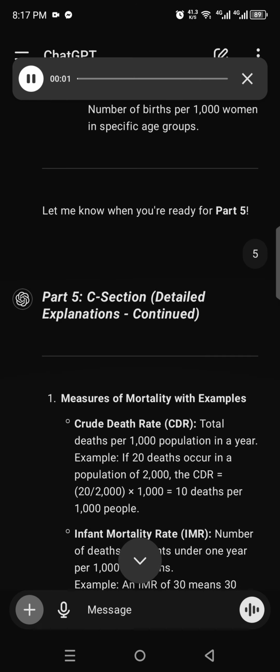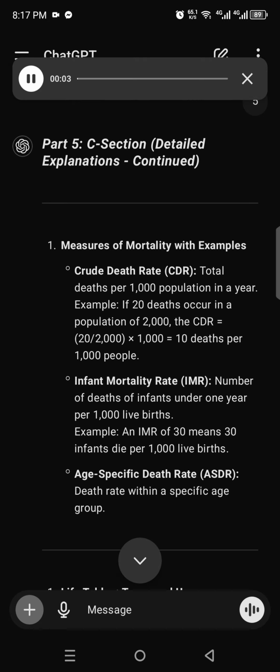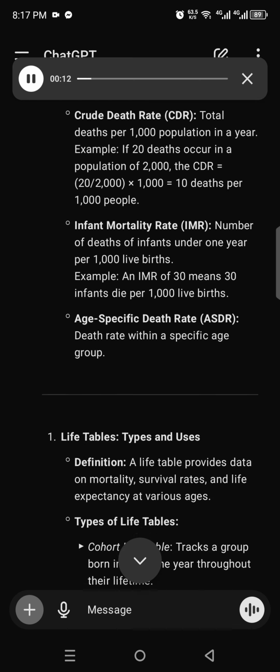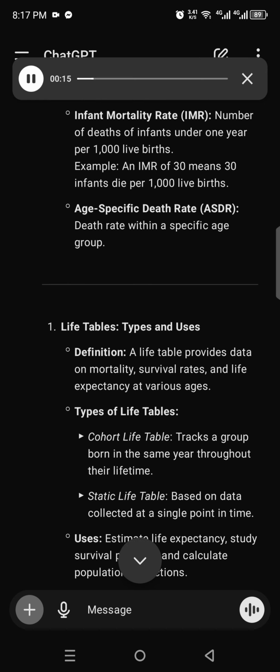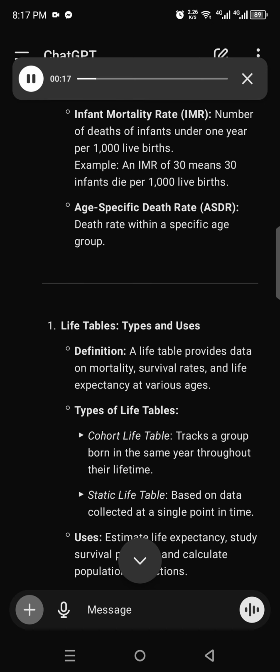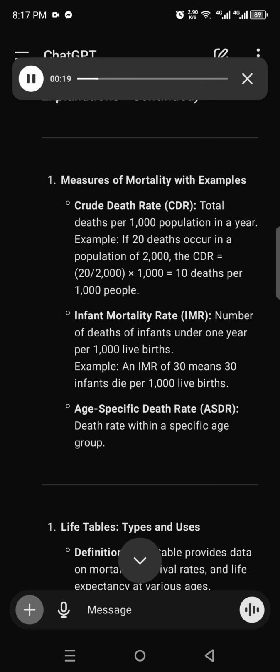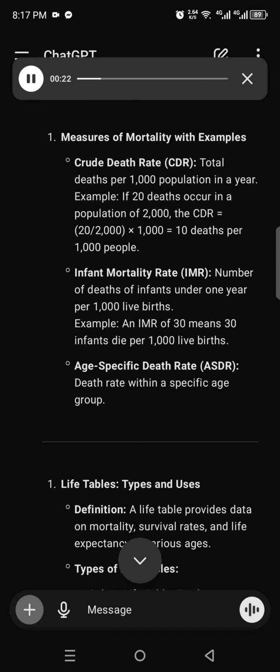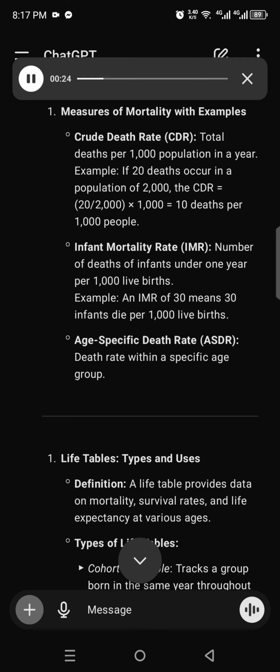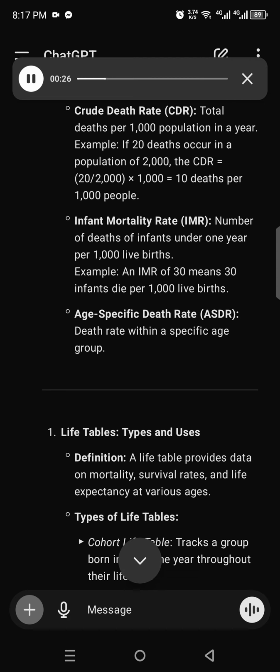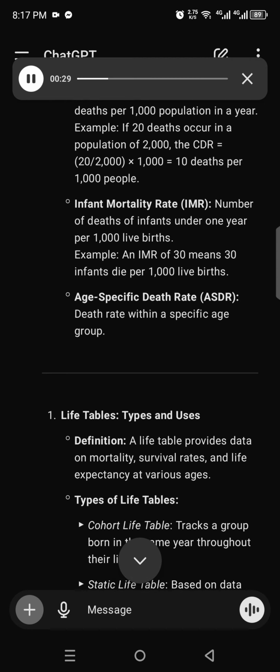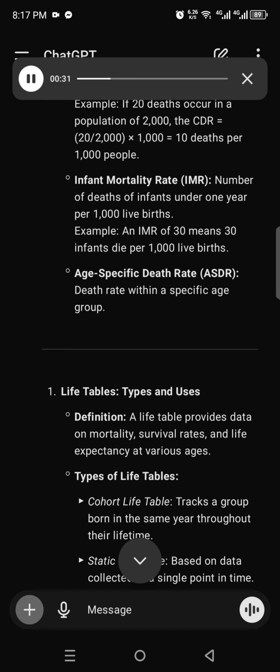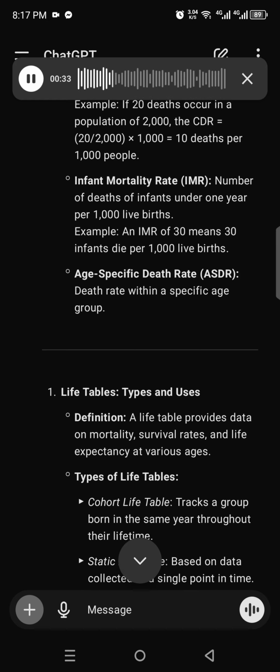Part 5. C section, detailed explanations continued. 1. Measures of mortality with examples. Crude death rate, CDR, total deaths per 1,000 population in a year. Example: if 20 deaths occur in a population of 2,000, the CDR equals 20 divided by 2,000 times 1,000 equals 10 deaths per 1,000 people. Infant mortality rate, IMR, number of deaths of infants under 1 year per 1,000 live births. Example: an IMR of 30 means 30 infants die per 1,000 live births.